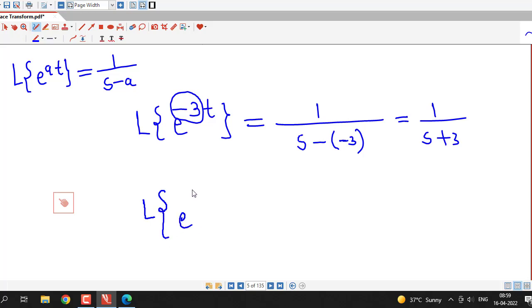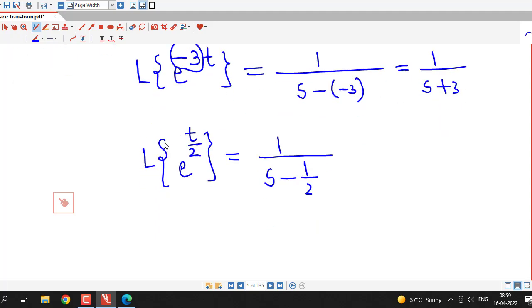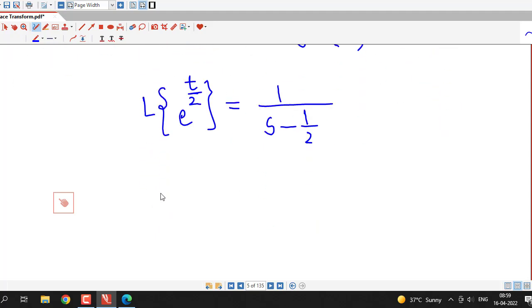If we are interested in the Laplace transform of e raised to t by 2, then this is going to be 1 divided by s minus the coefficient of t, which is 1 by 2. So using this formula, we can find the Laplace transform of exponential functions. So remember all the formulas which we have discussed in earlier lectures. Those formulas are very important.